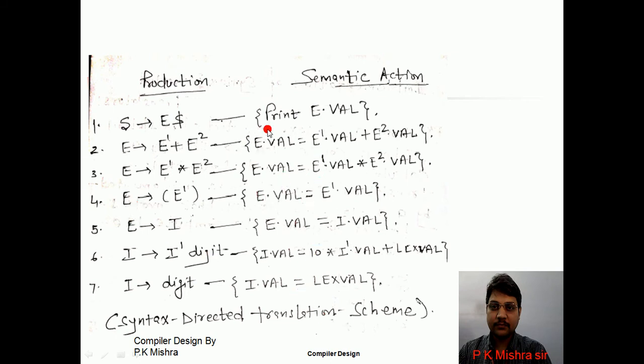The semantic rule, semantic action, is always enclosed in curly braces, and it always appears just after the production. These are the productions, 1 2 3 4 5 6 7. There are 7 productions in this grammar, and this is the semantic action for this production, the meaning of this production, and this meaning is always just after the production, enclosed in curly braces.